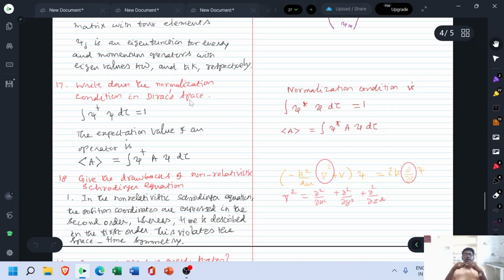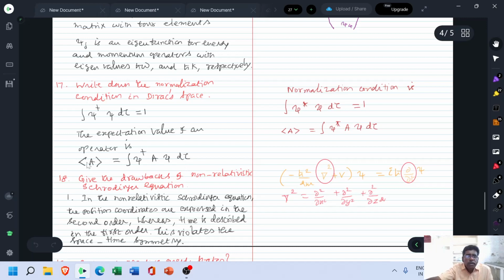Usually the normalization condition in the non-relativistic case is ∫ψ*ψ dτ equal to 1. In the case of the Dirac equation, the normalization condition is ∫ψ†ψ dτ equal to 1. Then the expectation value of an operator A is, first we have to put the complex conjugate of the function, then the operator and the wave function psi, into dτ. This is possible in the non-relativistic case.